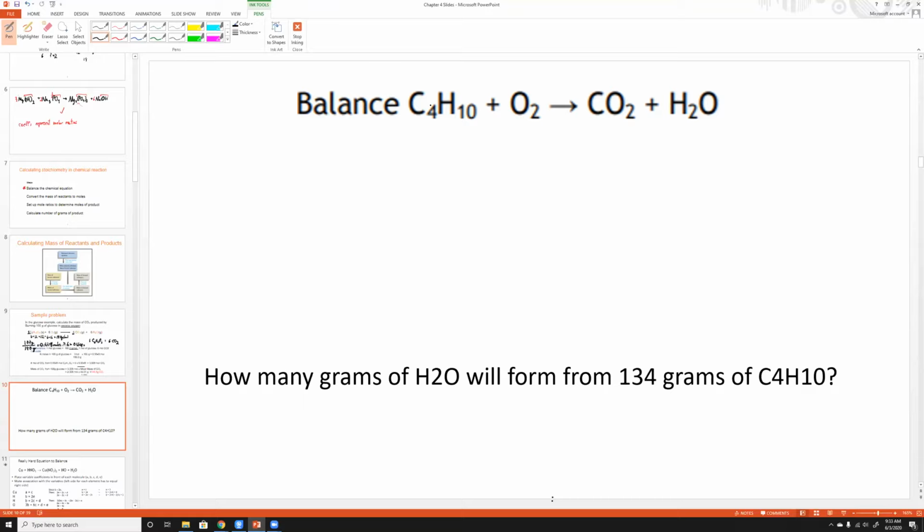Anyway, so C4, right? Carbon 4, carbon 1, put a 4 there. H10, H2, put a 5 there. Now it gets a little bit difficult. So O2, right? We can put some coefficient there. Let's see how many oxygens we have on the right side. 4 times 2 is 8, and 5 times 1 is 5. So you have 13.